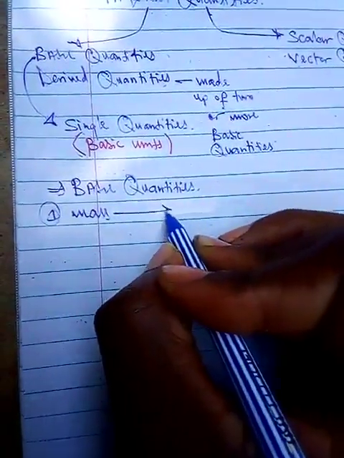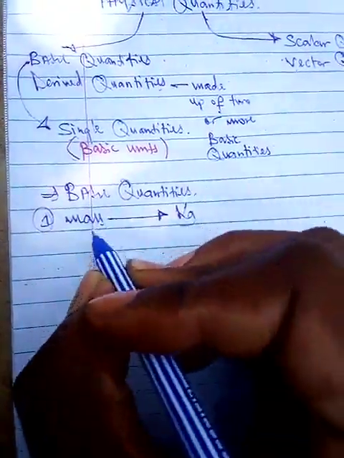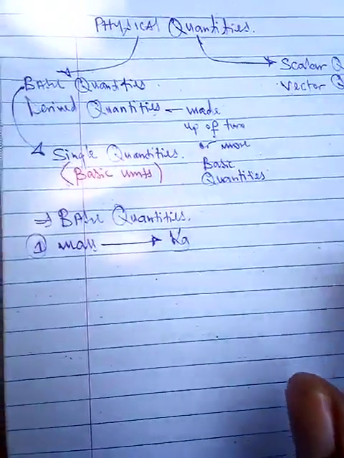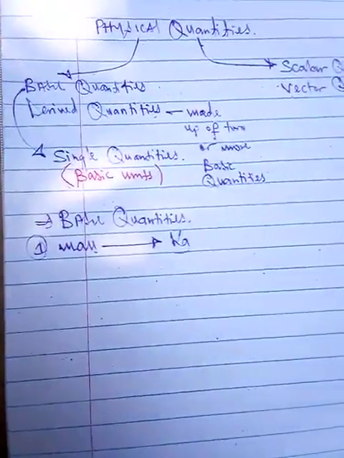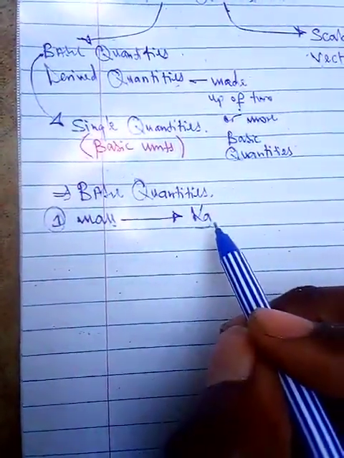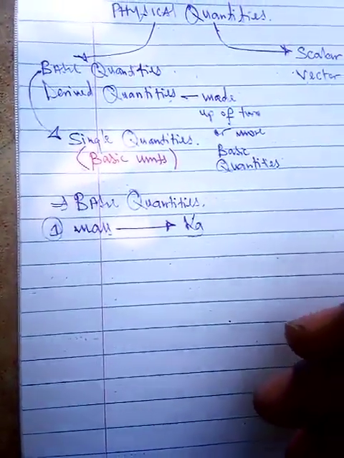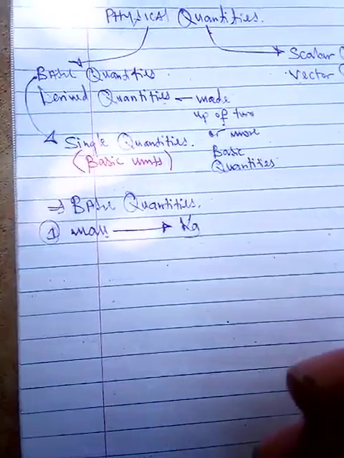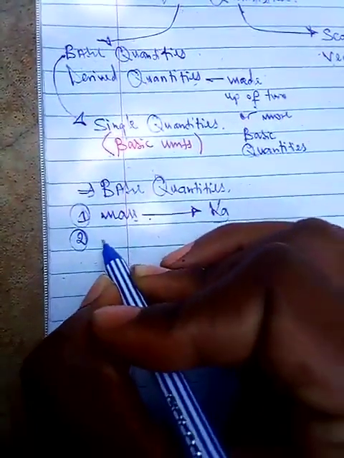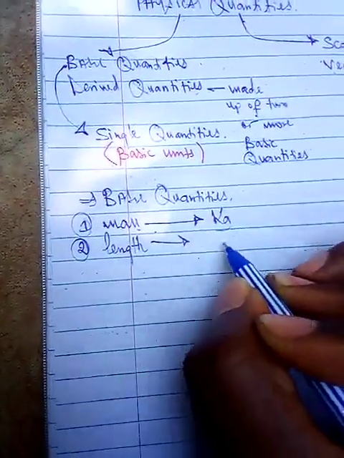Mass is measured in kilograms. In other words, the SI units, the standard units of measurement here, are the kilograms. So the SI unit for mass is the kilogram. SI units are just standard units of measurement. That's number one. Number two, we can talk about length. The SI unit for length is the meter.